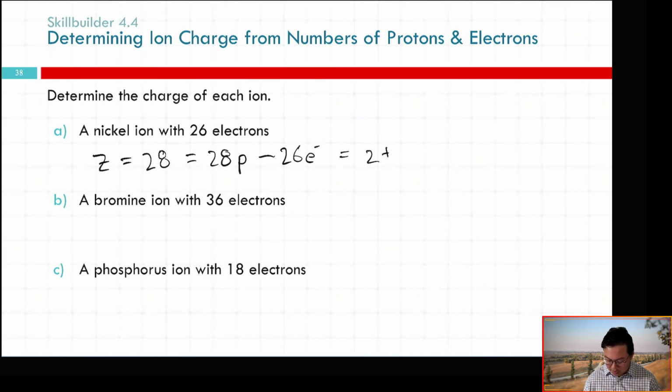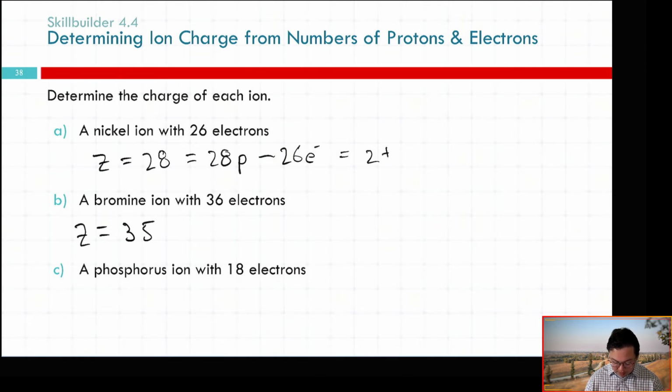So if we look up bromine, bromine then has an atomic number of Z equals 35.